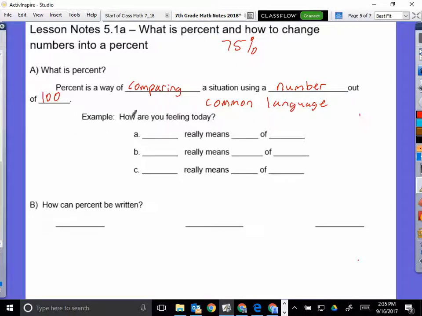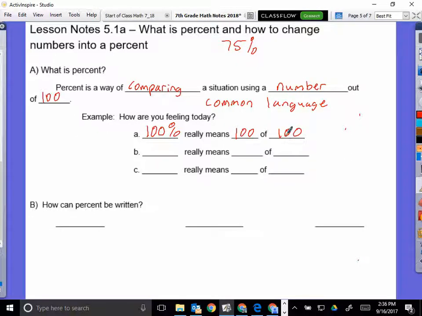Okay, here's an example that people will use sometimes. How are you feeling today? All right, so somebody might say, for example, I am feeling 100%. Okay, that means they're feeling pretty awesome. That means they're feeling 100 out of 100. Okay, that's what percent means. It's comparing a number out of 100. They are feeling like really good.